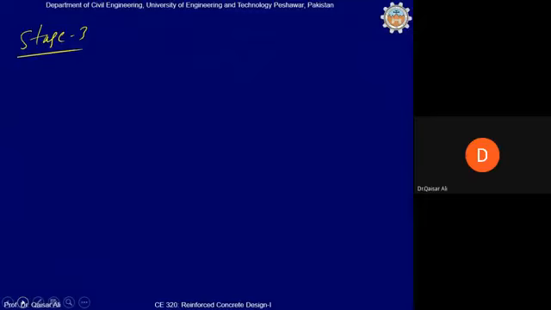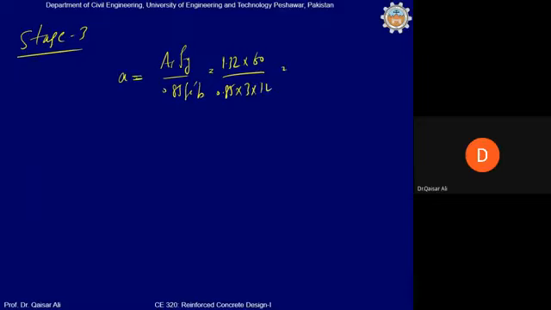अच्छा, स्टेज 3 के लिए आप first of all you will calculate the value of a, which is equal to Fy divided by 0.85 f'c b. So you know all these values. 1.32 multiplied by 60 divided by 0.85 × 3 × 12. What is the depth of the compression block? 2.588. 2.58 inches is the value.